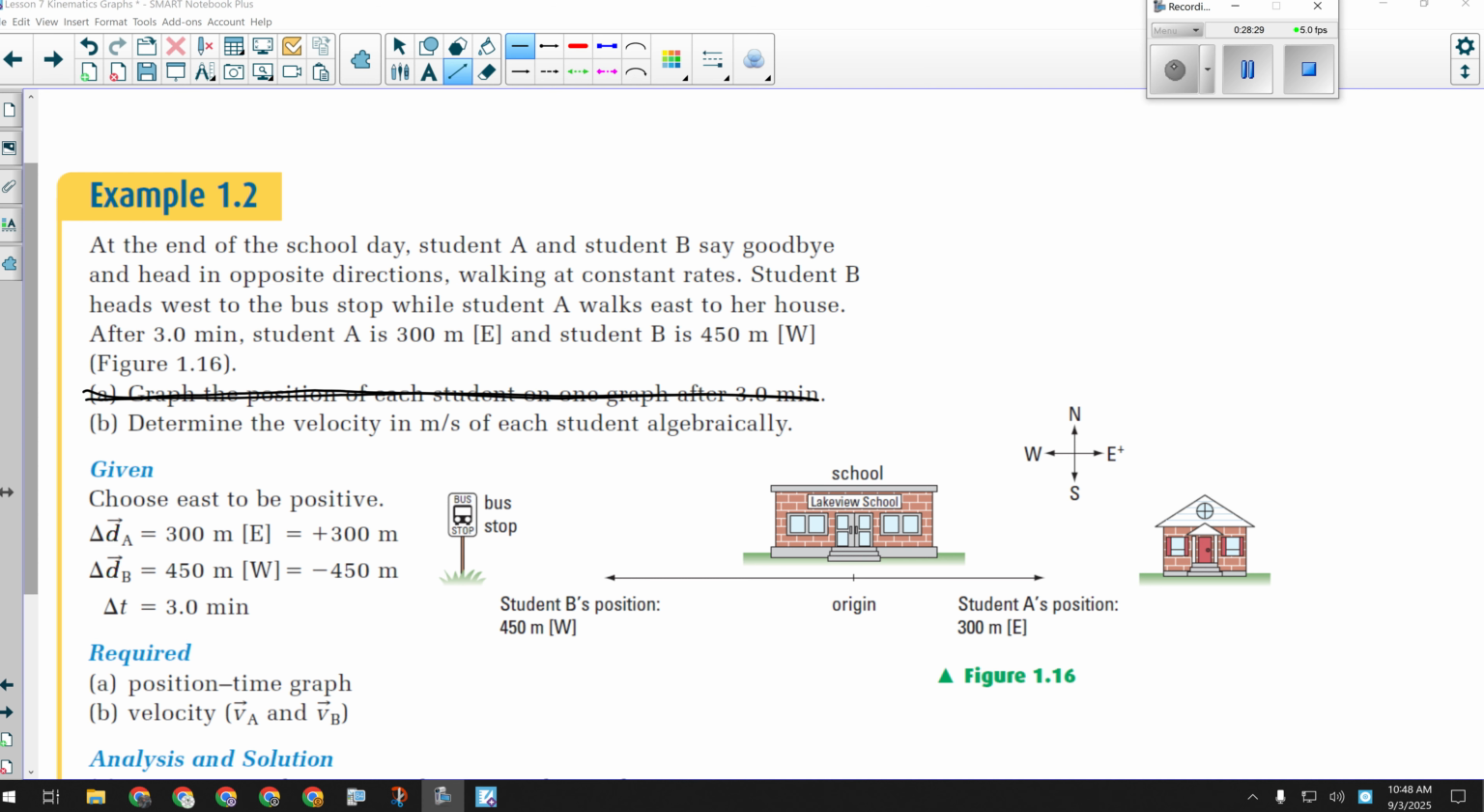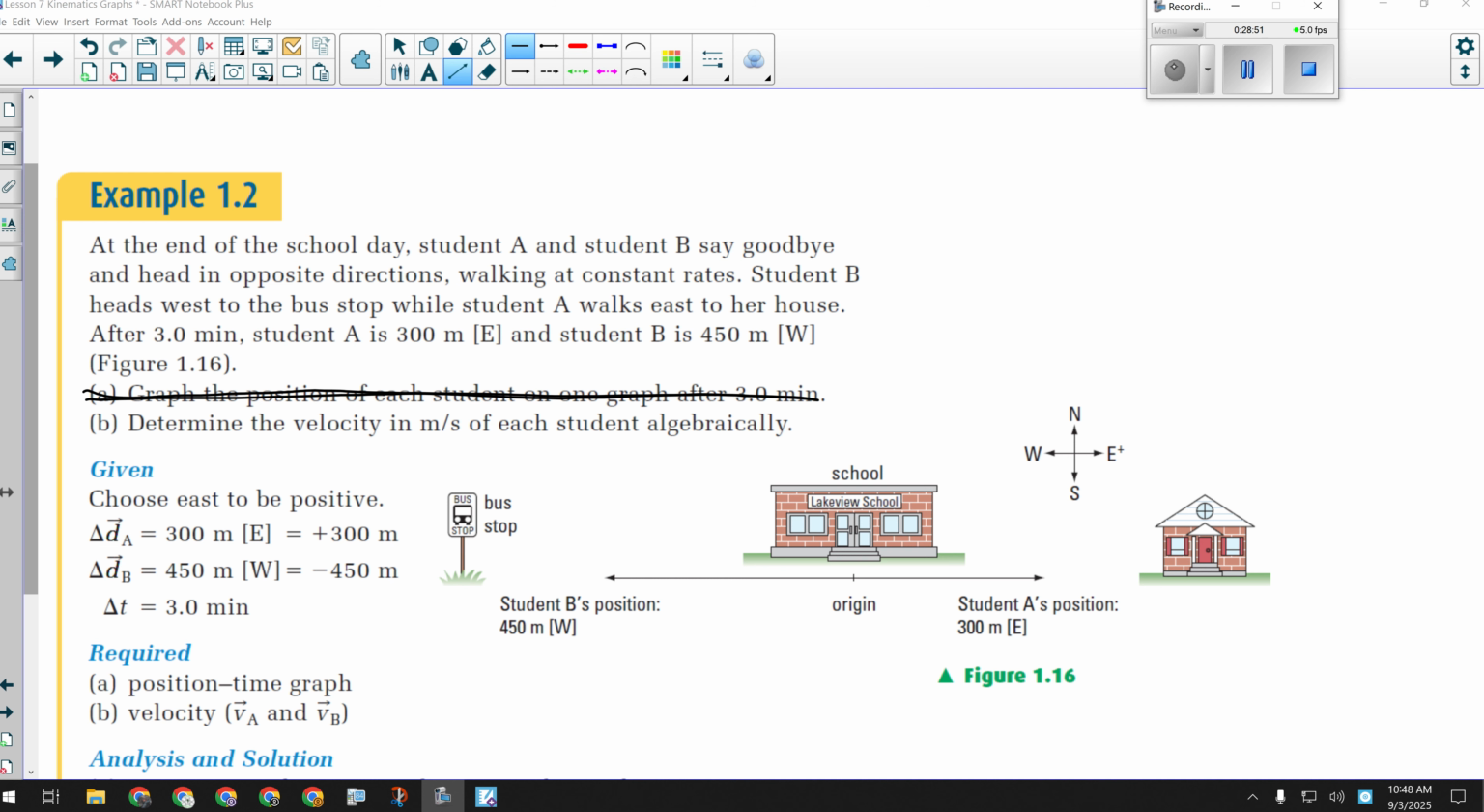This one's pretty straightforward, agree? It's just a simple V equals D over T problem, but 2 of them. So we're doing this for 2 different people. Student A is gonna end up 300 meters east of the school. And the other person's gonna end up 450 meters west of the school. Both of them are gonna walk for 3 minutes.